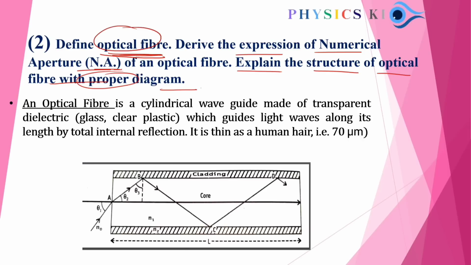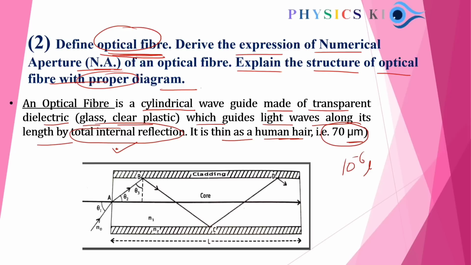Define it. An optical fiber is a cylindrical waveguide made of a transparent dielectric, that means glass or clear plastic, which guides light waves along its length by total internal reflection. This is the principle of optical fiber, total internal reflection, and it is as thin as a human hair. Its size is 70 micrometer. Micro, that means how much? 10 to the power minus 6 meter. Got the idea? Now our second question: derive the expression of numerical aperture.